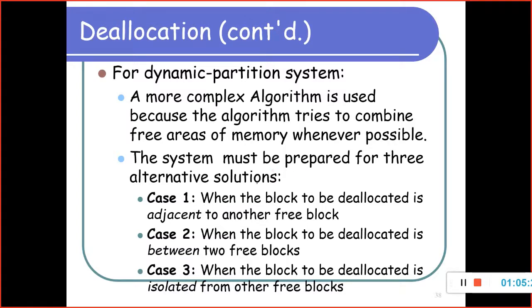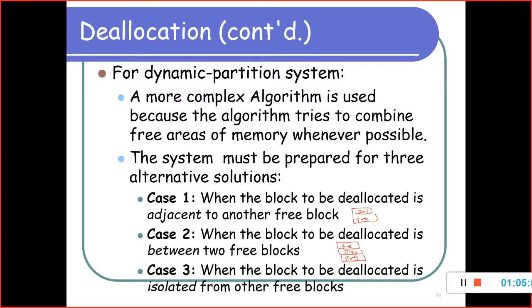The system must be prepared for three alternative cases. Case 1, when the block to be deallocated is adjacent to another free block. So this one is busy and this one is free. Case 2, when the block to be deallocated is between two free blocks. So this one is free, this one is busy, and this one is free.